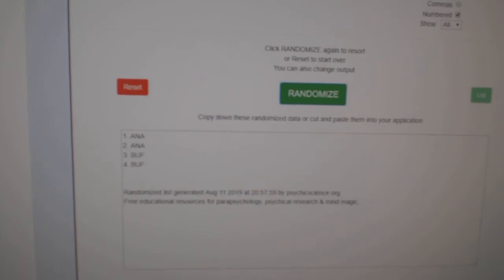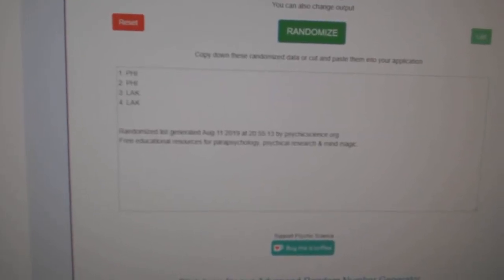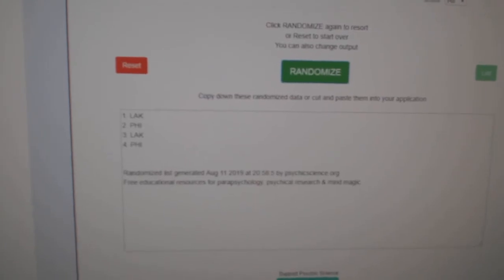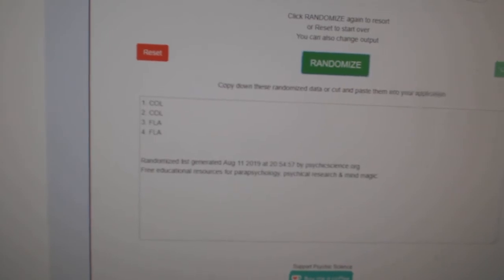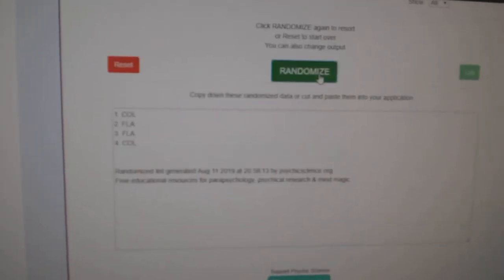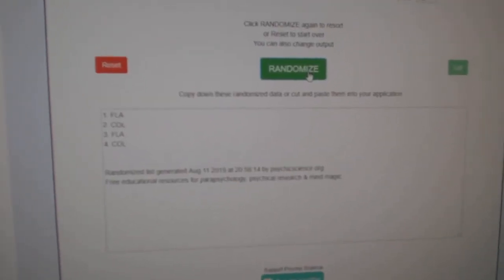1, 2, 3. Anaheim, the Philly and LA Kings dual from Prime. 1, 2, 3. LA takes that one. And the Colorado and Florida dual from Cup. This is the Iginla and Yager. 1, 2, 3. So Florida takes that one.